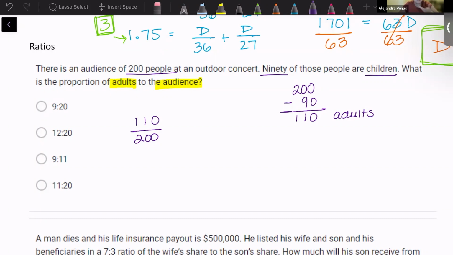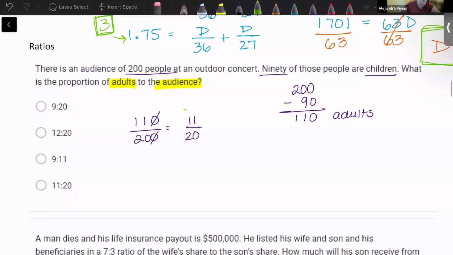Now it's just a matter of simplifying. 0 goes away with 0. So you're left with 11 over 20. There is nothing that those two have in common. So that is going to be your final answer. Now, you don't see it written as a fraction because ratios can be written as a fraction, with the colon, or they literally just say the word "to" in the middle. So this is the same as 11 to 20, which would make it D.